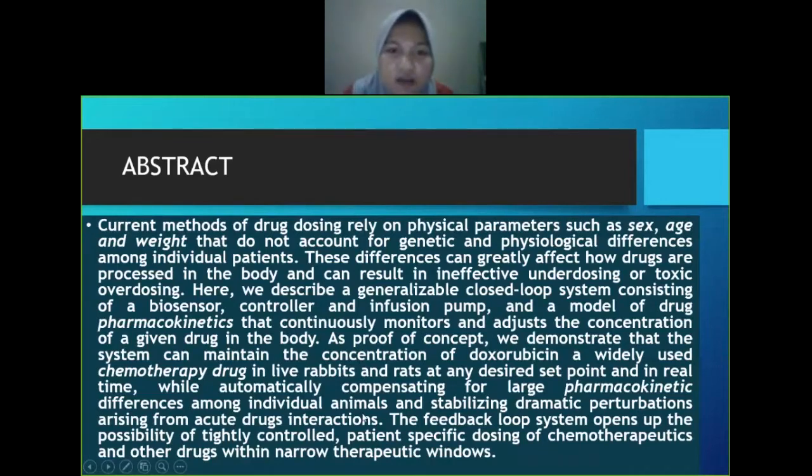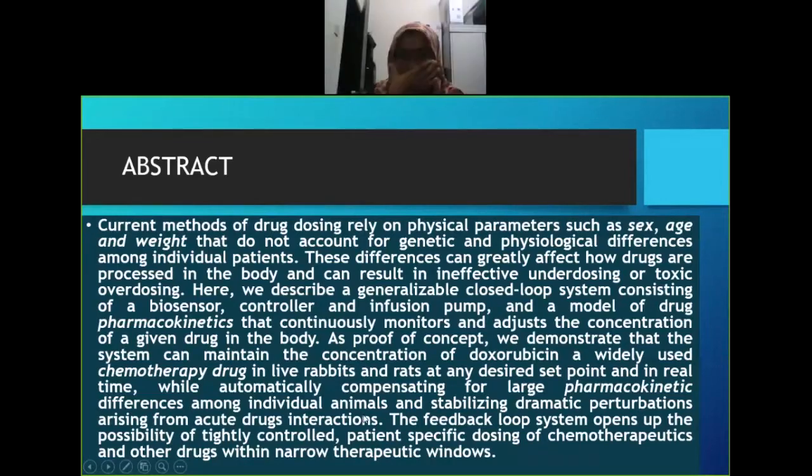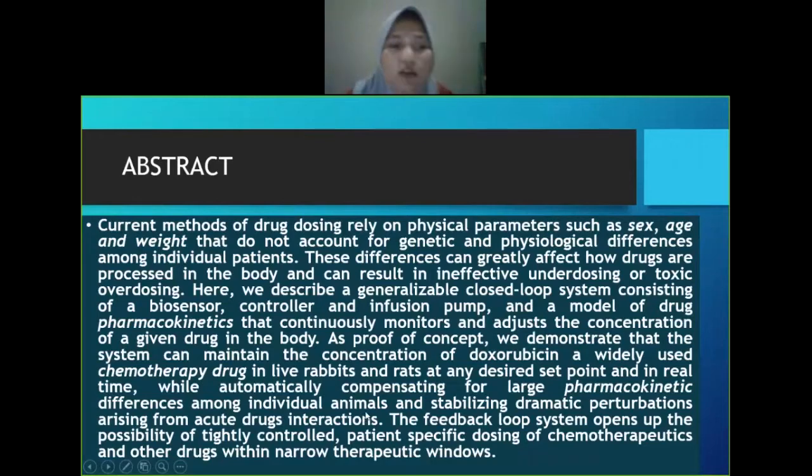Here we describe a generalizable closed-loop system consisting of a biosensor, controller, and infusion pump, and a model of drug pharmacokinetics that continuously monitors and adjusts the concentration of a given drug in the body.